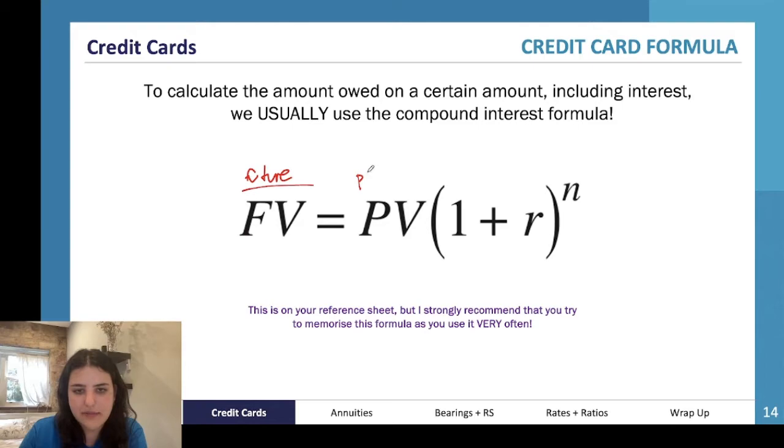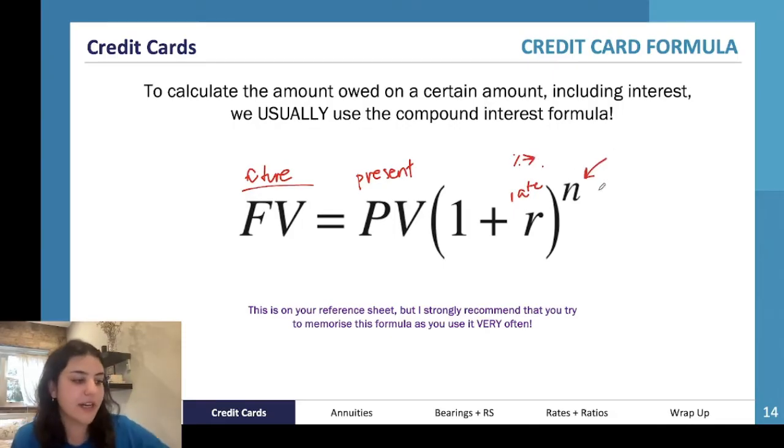This is the present value, how much we currently have to pay back, and then this is where we're working out fees. This is the rate. It's usually represented as a percentage, and then we want to convert it to a decimal. And this is the number of time periods. With credit card questions, it's usually representing the number of days.